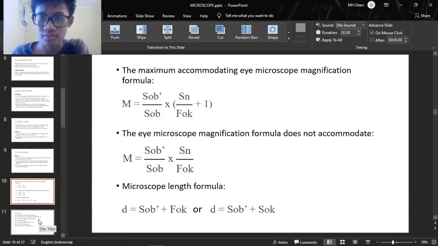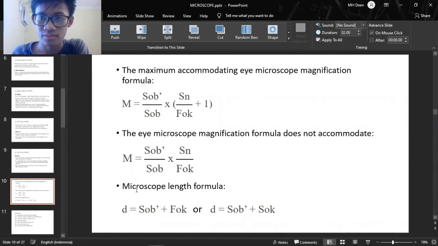Okay, there are some formulas to answer the next questions. First, the maximum accommodation microscope magnification formula: M equals S_OB' over S_OB multiplied by S_N over F_OK plus 1. Second, the microscope magnification formula for the eye not accommodated: M equals S_OB' over S_OB multiplied by S_N over F_OK.